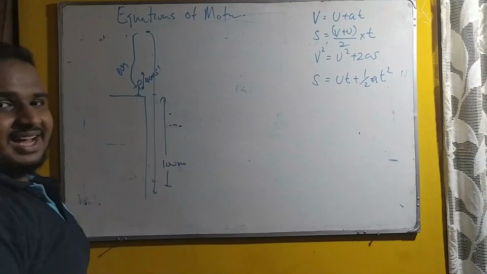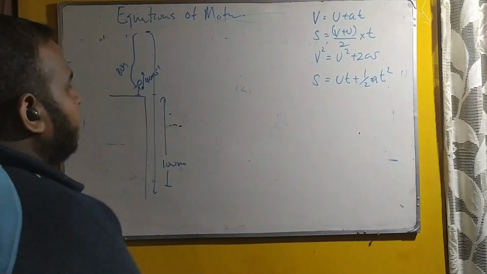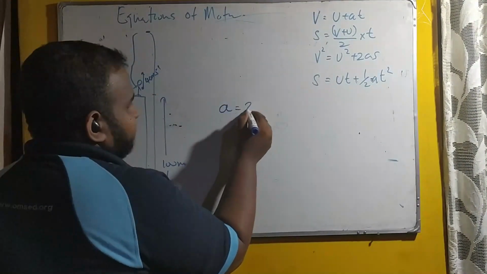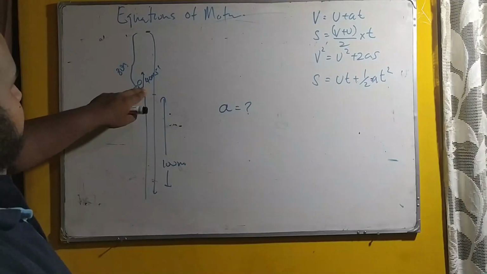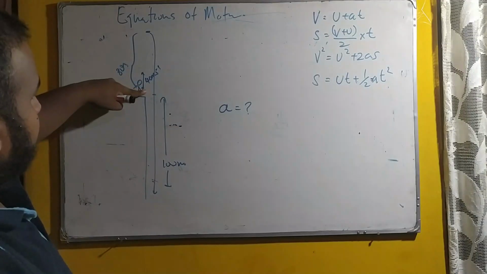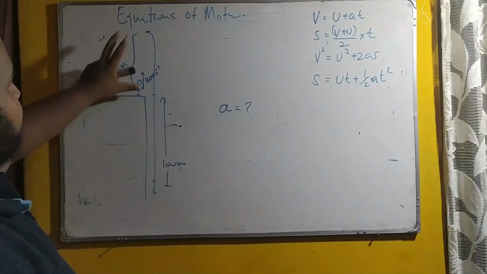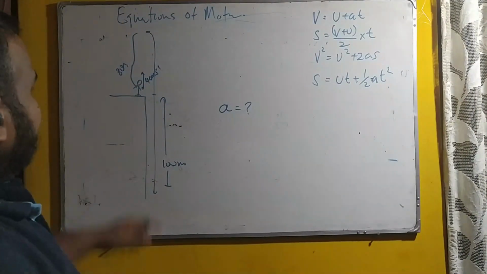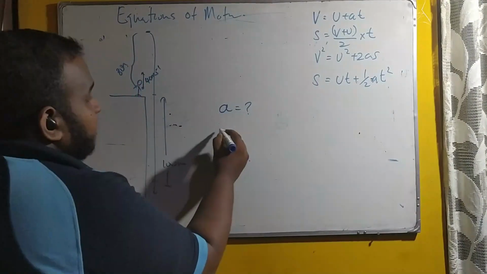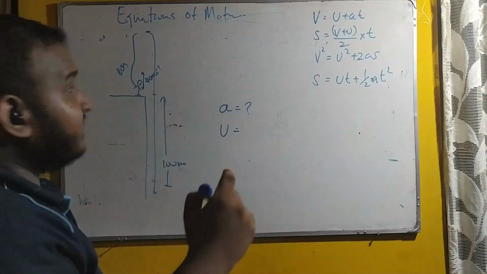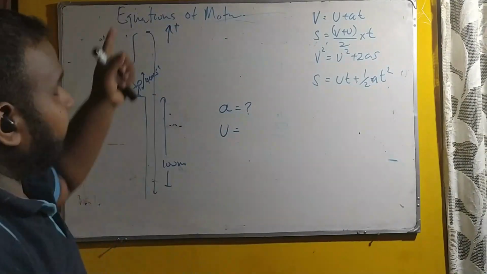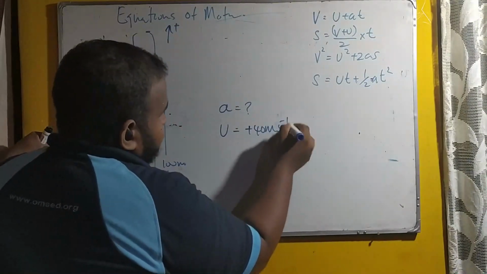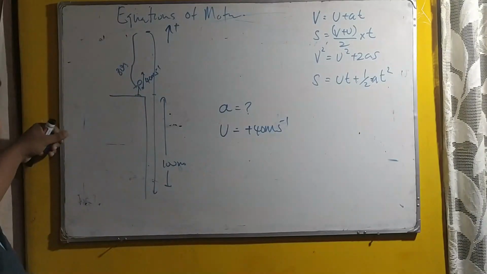In the third question I asked you to find the acceleration. So you have to consider only this motion from here to there, the ball thrown vertically up. If you consider this motion, get to know what data they have given you. They have given you the initial velocity. Here you should mention the direction. It is mandatory. The upper portion is positive. Therefore, it was plus 40 meters second minus 1.